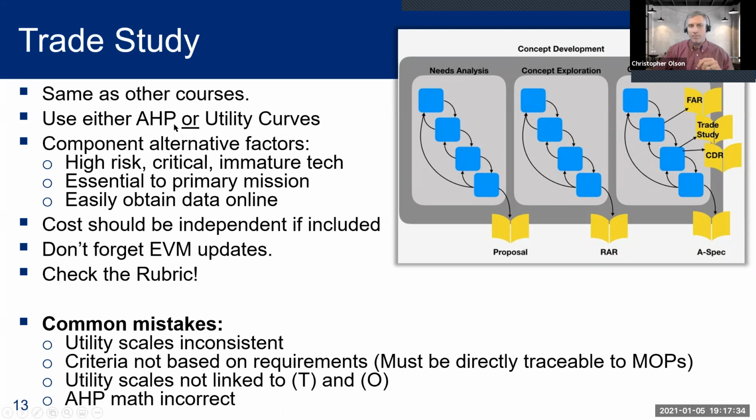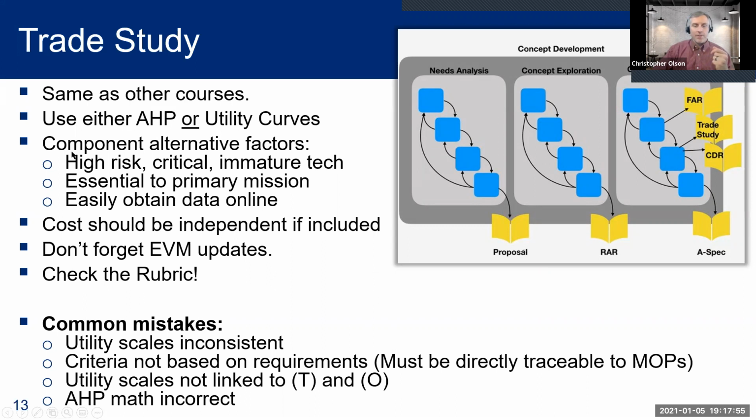You can't really use both of them because AHP uses, remember, the eigenvector math. That's to convert your subjective criteria into objective, basically bound requirements or bound parameters. And the utility curves does the same thing. It's just on a utility curve.